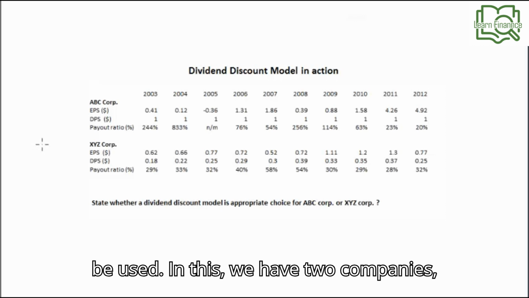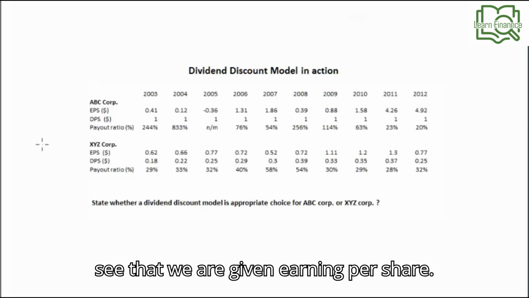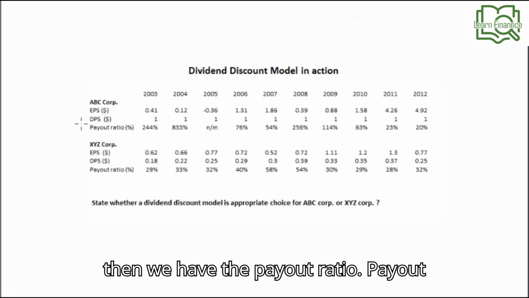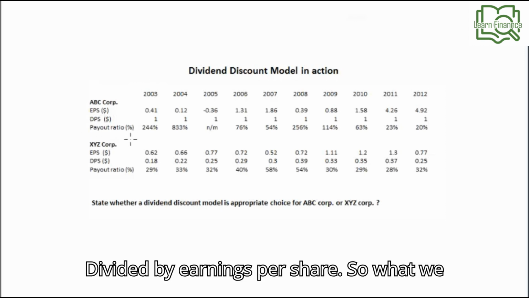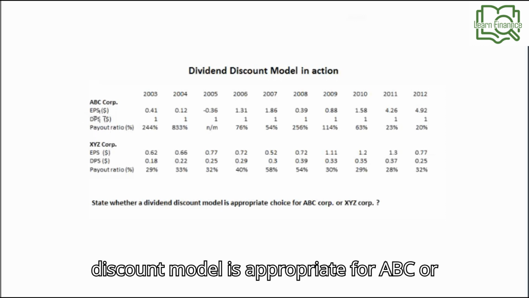In this we have two companies, one is ABC, the other is XYZ. We see that we are given earnings per share. We are also given dividend per share, and then we have the payout ratio. Payout ratio is basically dividend per share divided by earnings per share. So what we need to look into is whether the dividend discount model is appropriate for ABC or XYZ.